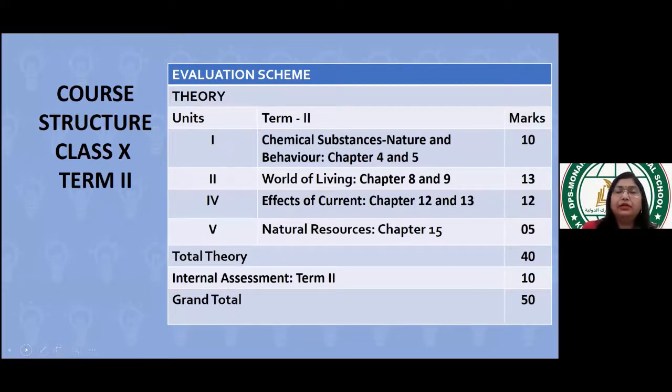From unit 1, chemical substances, nature and behavior, the chapters are 4 and 5, which carry 10 marks. Unit 2, world of living, chapter numbers 8 and 9, carries 13 marks. Unit 4, effects of current, chapter numbers 12 and 13, carries 12 marks. Unit 5, natural resources, chapter number 15, carries 5 marks. So the total theory marks come to 40. The internal assessment for term 2 will be 10 marks, which comes to a grand total of 50 marks.